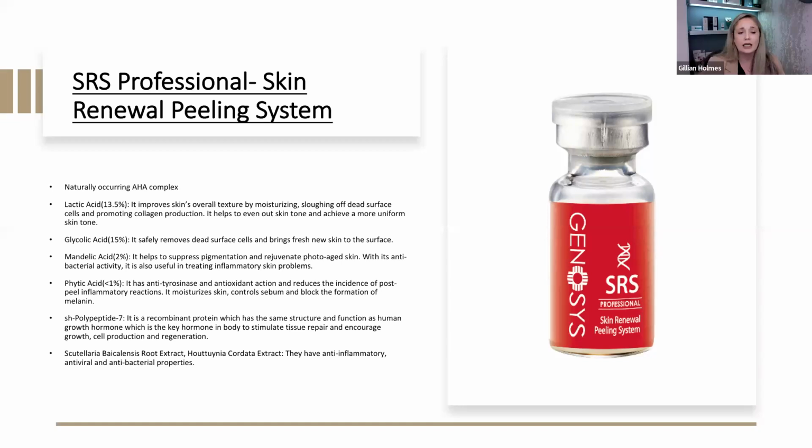So within here we see the lactic acid, 13.5%. So this is an exfoliator, as all alpha hydroxy acids are. And its aim is to work on skin tone specifically. Now, glycolic acid, 15%. Again, it's a primary skin exfoliator. Now, don't forget that if we want to encourage the removal of surface pigmentation, then we have to use exfoliating agents. We then have mandelic acid at 2%.